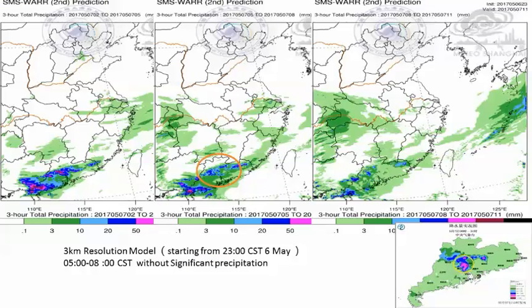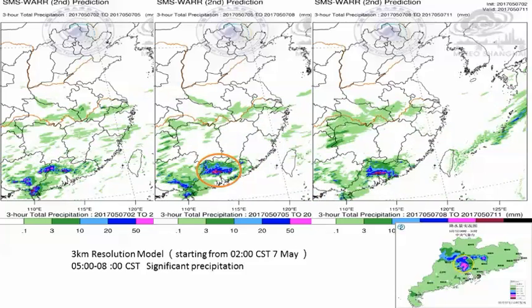These images are from the 3-kilometer resolution model in Shanghai, which started from 23 o'clock May 6. The left image is 3 hours precipitation from 2 to 5 o'clock CST, May 7. The middle image is 3 hours precipitation from 5 to 8. The right image is 3 hours precipitation from 8 to 11. The model forecast indicated that there was no significant precipitation in the 5 to 8 period.